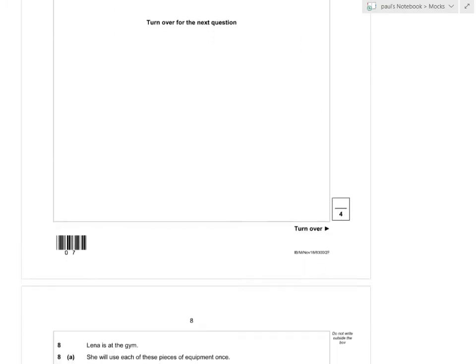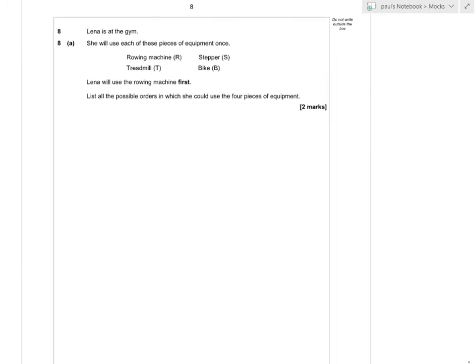It's quite a tricky one, that. Alright, Lena's at the gym. Should we use these pieces of equipment? Oh, right. So hang on, Lena. Rowing, stepper, treadmill, bike. So Lena will use the rowing machine first, okay? Rowing machine first. List all the possible orders in which she could use the 4 pieces of equipment.